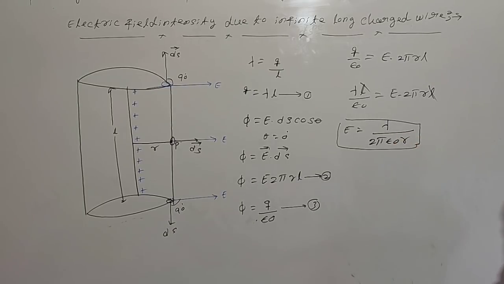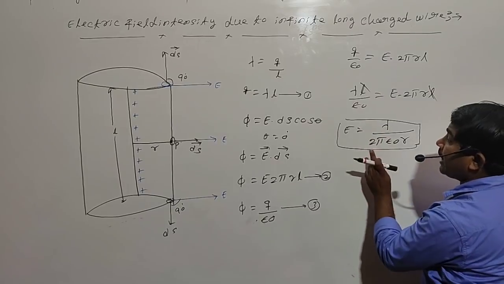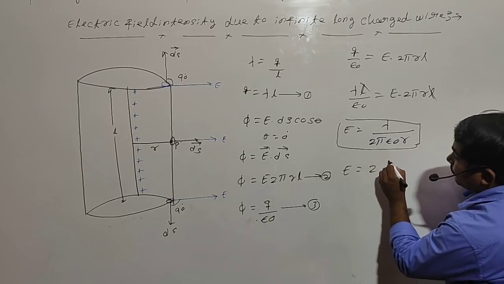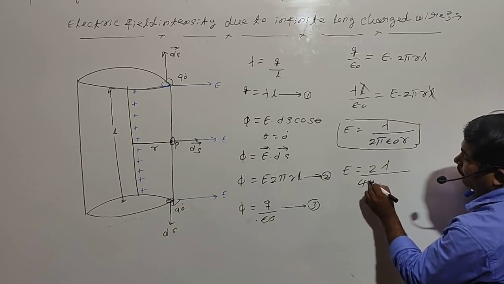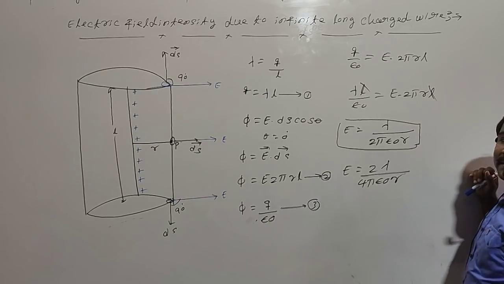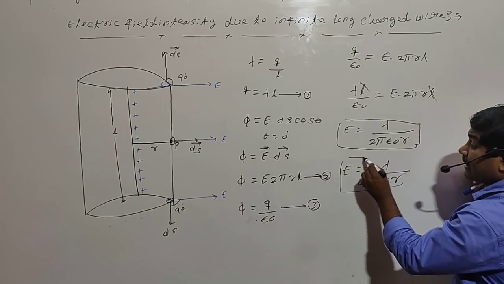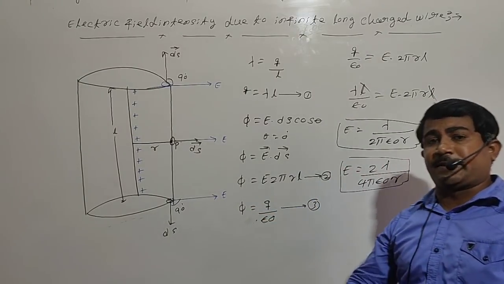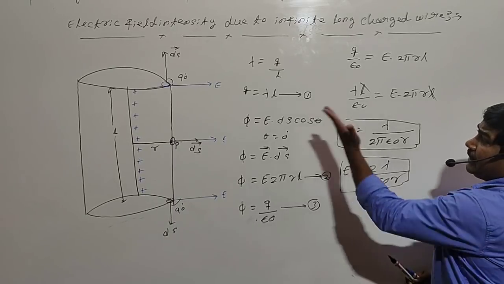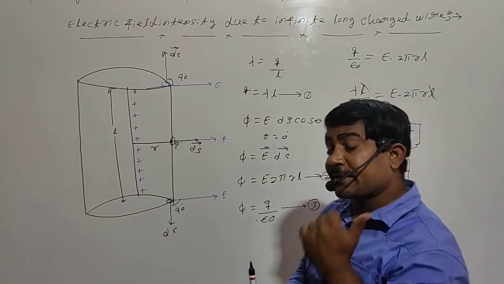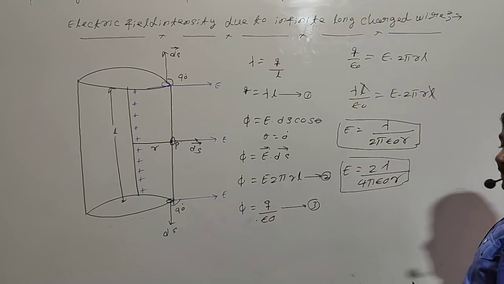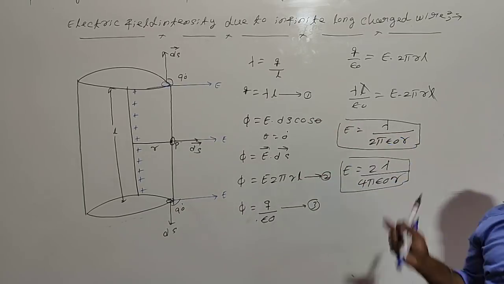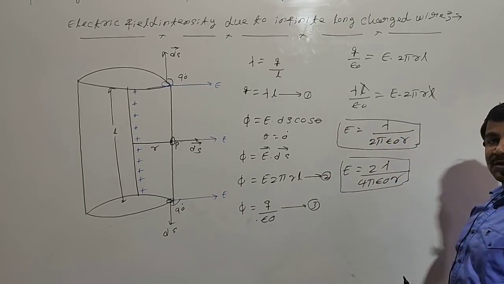You can modify this equation by multiplying and dividing by 2 on both sides. Then it equals 2 into lambda divided by 4 pi epsilon naught into R. This is the electric field intensity due to an infinite long charged wire. On what factors does the electric field intensity depend? It depends on the radius of the Gaussian surface and the linear charge density. 4 pi epsilon naught is the constant.